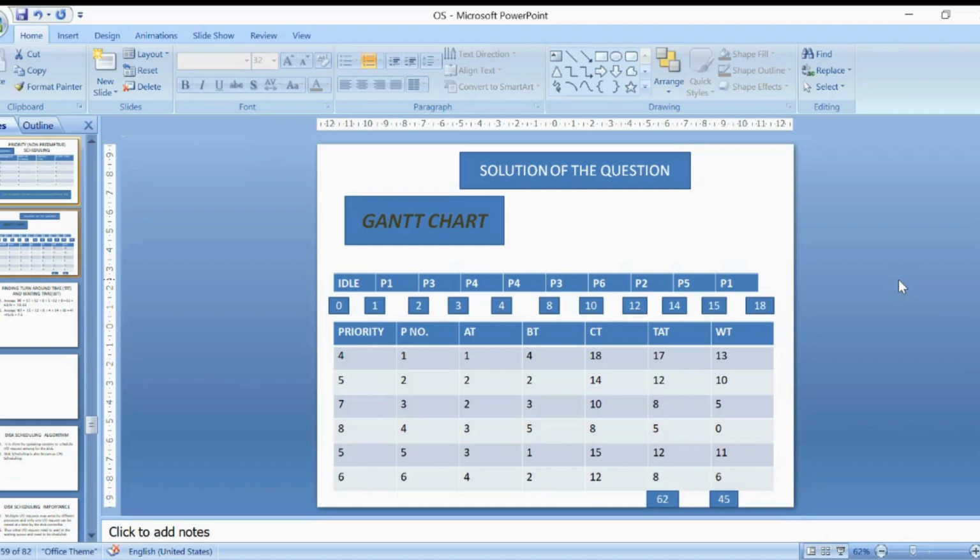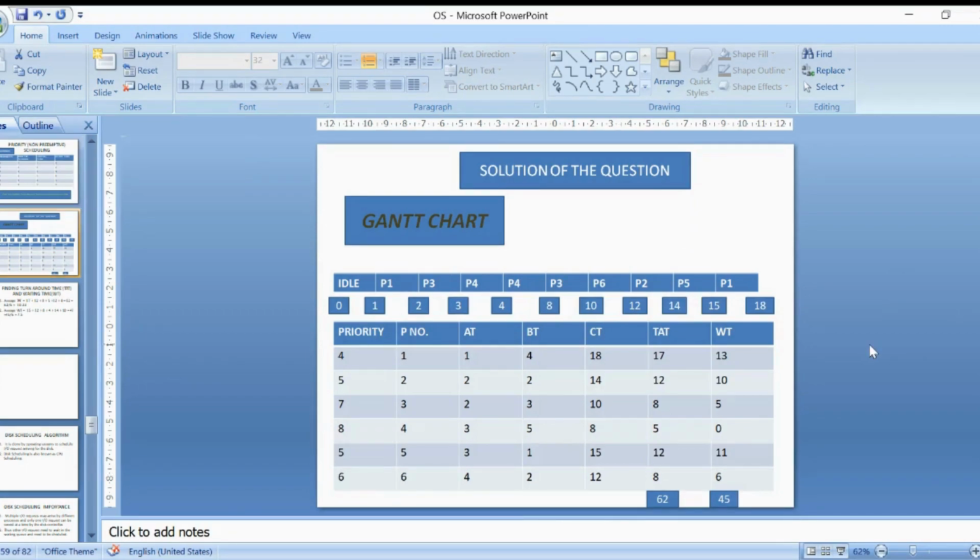Now we are going to find out the waiting time. Waiting time is turnaround time minus burst time. For process P1, the waiting time is 17 minus 4, that is 13. For P2, it is 12 minus 2, that is 10. For P3, it is 8 minus 3, that is 5. For P4, it is 5 minus 5, that is 0. For P5, it is 12 minus 1, that is 11. And for the last process P6, it is 8 minus 2, that is 6. So the total waiting time is 45.